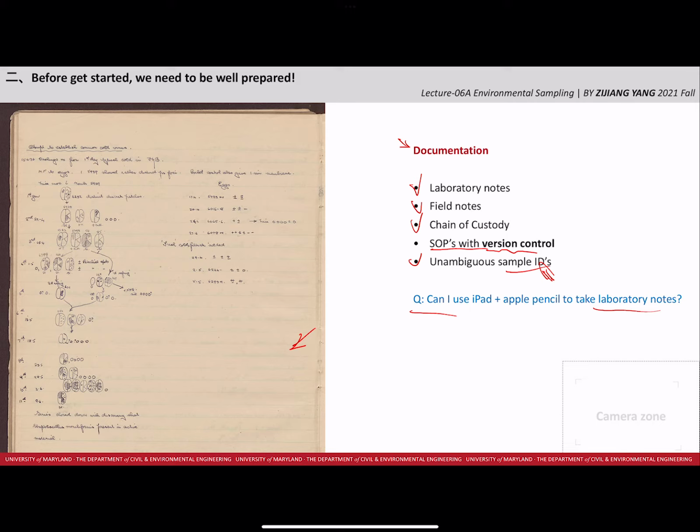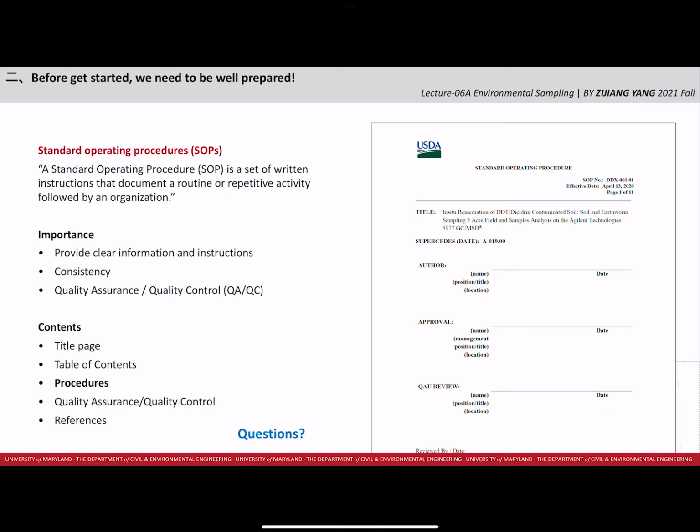I don't quite understand. In response to the question of whether or not you can use your iPad to take lab notes. Excuse me? I was saying that, just in case you spill something, I think that's in response to your question. Yeah, that's correct. Thank you. Okay, let's look at the next slide.